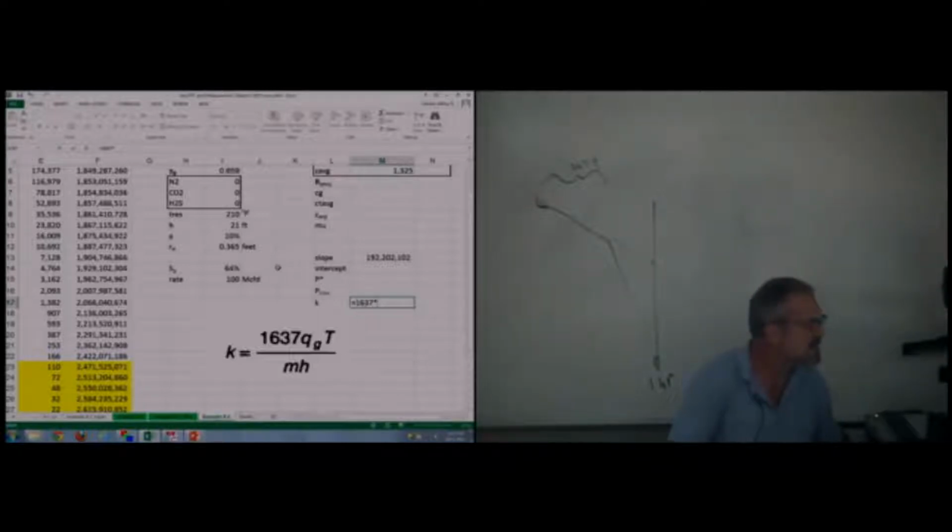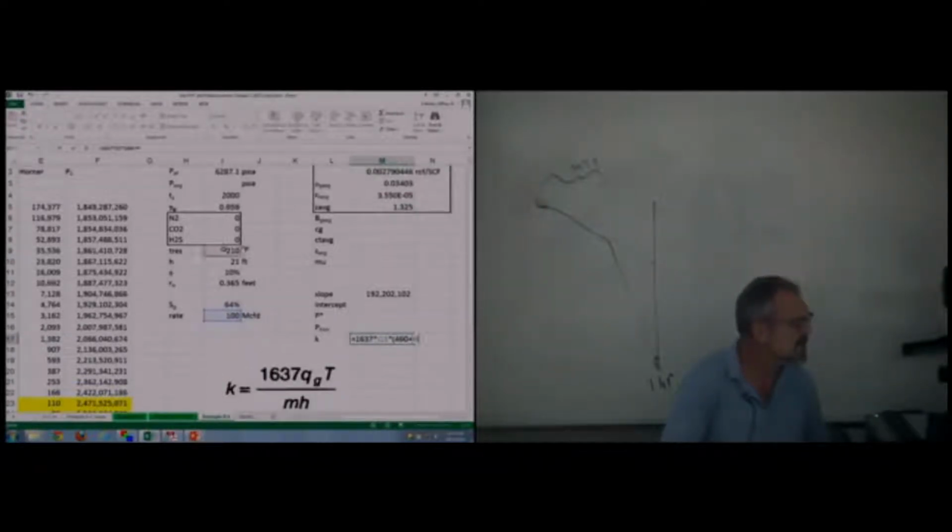Our rate's 100 MCF a day. We've got to remember to open a paren and add 460 to our temperature, divided by our slope that we just got, and divided by h. Because we're really solving for kh, assuming we know our h.